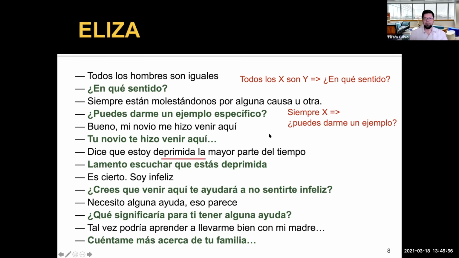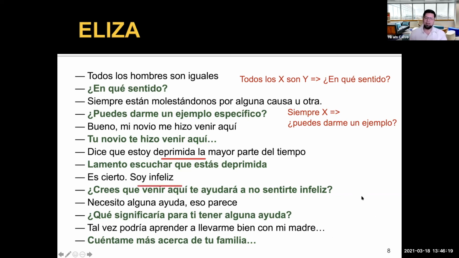Another one is depressed. So this is a keyword. If you detect the word depressed, then as you are a therapist, you need to say, oh, I'm sorry to hear you are depressed. Or even someone else, my mother is depressed. Oh, I'm sorry your mother is depressed. My teacher is depressed. Oh, I'm sorry to hear your teacher is depressed. Yeah, and it will work always as well.